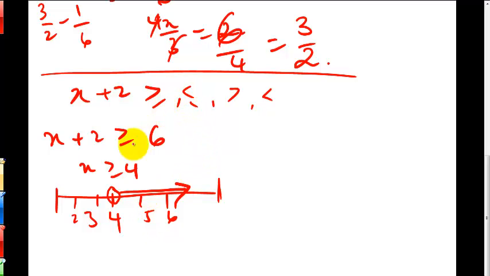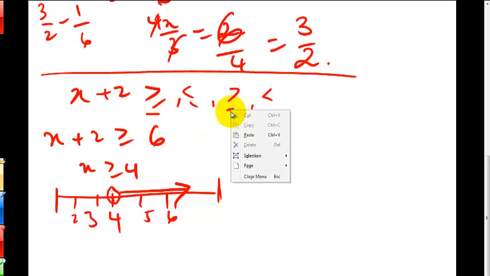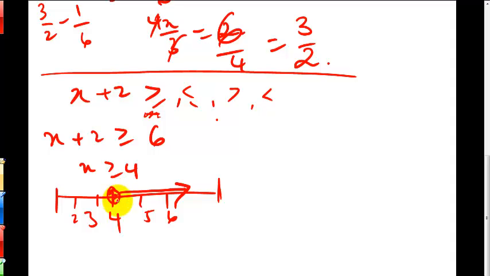Now, what you look for is: is it greater than or equal to, or is it actually just greater than? If it's just greater than, it's an open circle, and if it's greater than or equal to, you color it in. That's it. Any questions about that one?